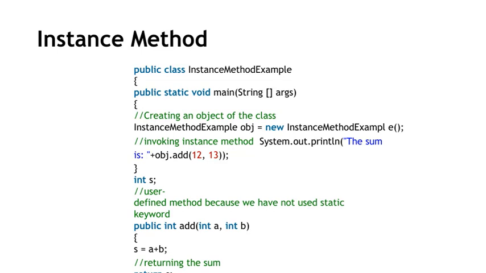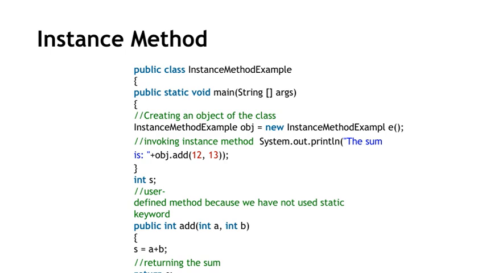Now, let's take a closer look at the instance method in this example. First, notice that we have a class called instance_method_example. Inside the main method, we create an object of this class, which is essential because instance methods are called on objects, not directly from the class. So, we write instance_method_example obj equals new instance_method_example to instantiate our object.